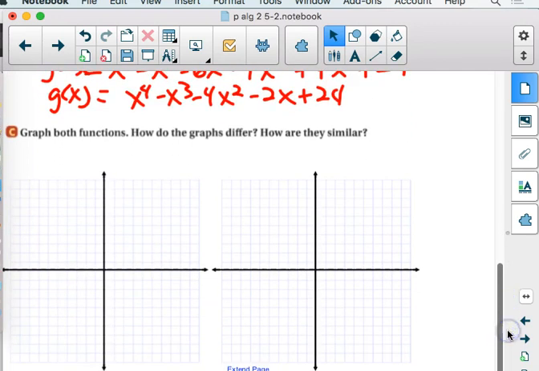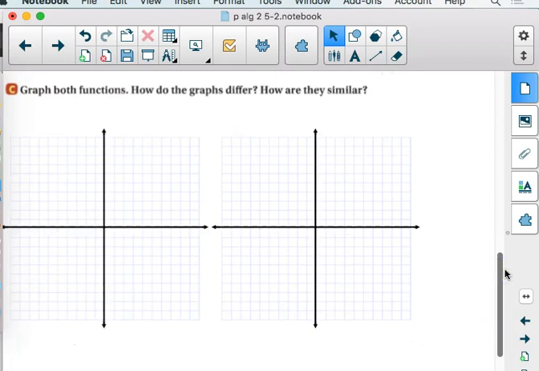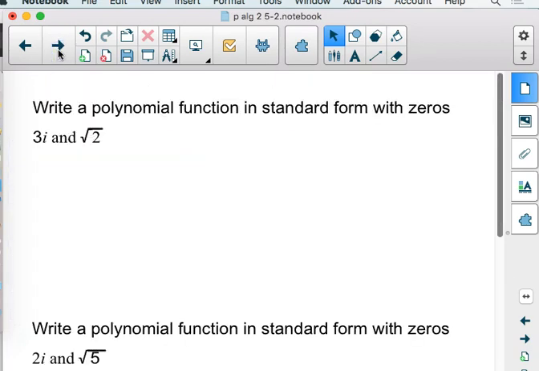So graph both functions. How do the graphs differ and how are they similar? Let's go on to something else for just a second. If we have time on Monday, we'll come back to this, but this is kind of a waste of time because you can put it in your graphing calculator.